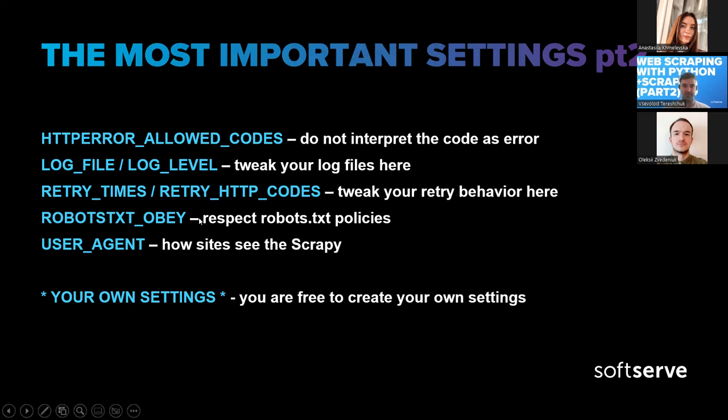Then a quite important setting is robots.txt obey. You might not be allowed to enter the site at all because of the robots.txt policies, and you can tweak this behavior using this setting. This setting is Boolean. And the last but not least setting is user agent. User agent means how sites see Scrapy. For example, they can see a Scrapy library or some browser and so on. So it's a pretty popular setting as well. You can change it from spider to spider depending on your needs. Also, you can specify your own settings for your special needs, and it also depends on the project. But you should know that you can specify your own settings. No problems here.